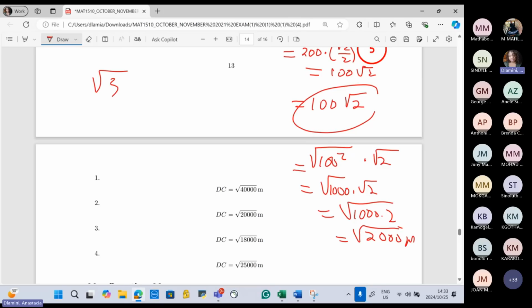Okay, what is 100 squared? Oh yeah. So 100 squared is what? It's 10,000, right? Yes, ma'am. So that would be 20,000. Yes, that's where the 20,000 comes from.